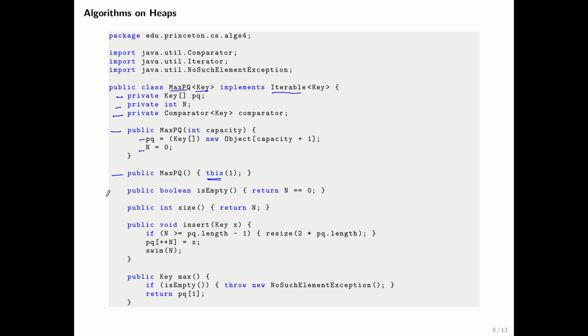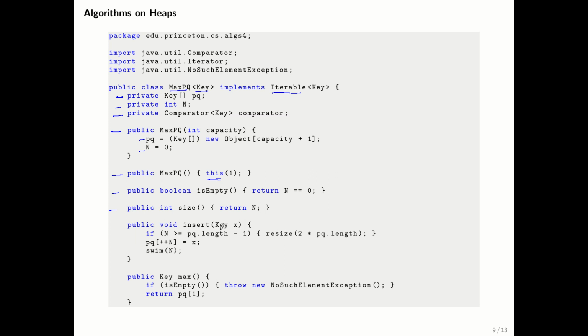All right, and then isEmpty is fairly straightforward. You simply compare n, the number of elements in the priority queue, with 0, and then size simply returns n. So these are all constant time operations. So everything from the constructor to size, they're all constant time operations. Now let's talk about the insert operation. So this is one of the two fundamental operations in a priority queue.